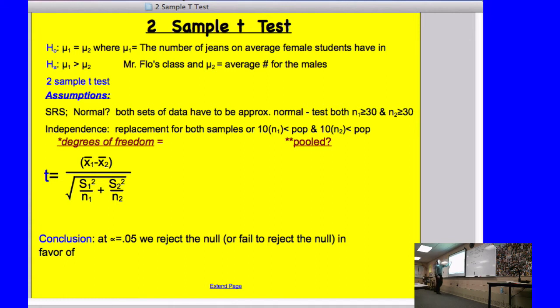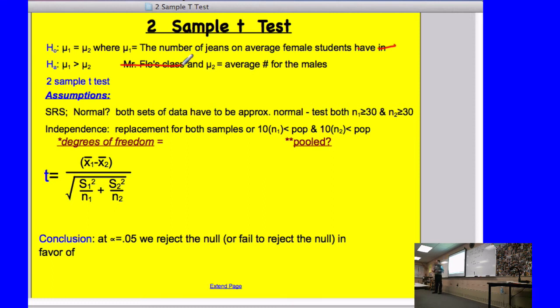All right, two sample t-test. Mu1 is equal to mu2, where mu1 is the number of genes on average female students have in Mr. Flourish's class, and mu2 is the average number for the males. I need to cross something out, and I did this on purpose. The number of genes on average female students have in Mr. Flo's class. Why do I have to cross that out?